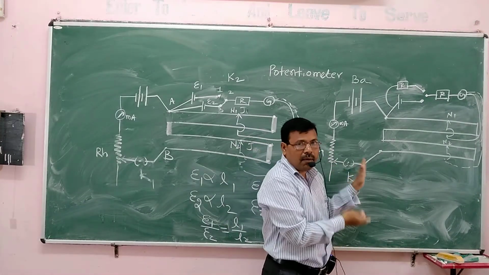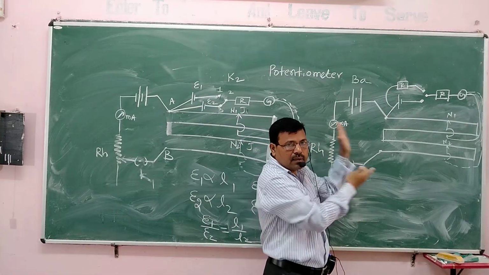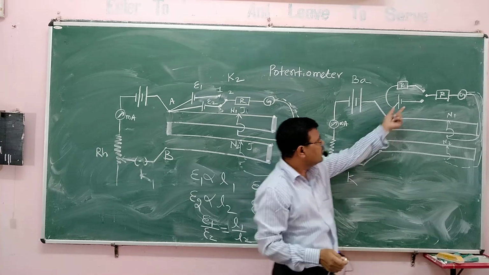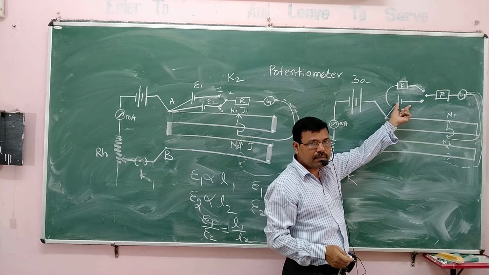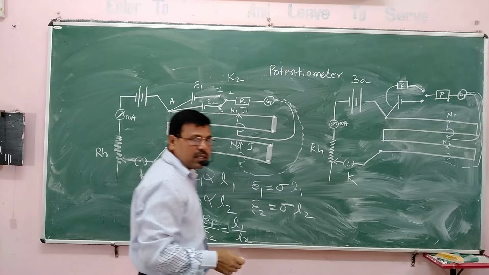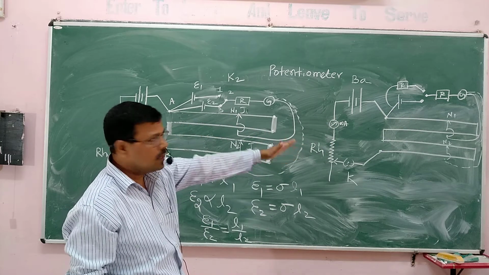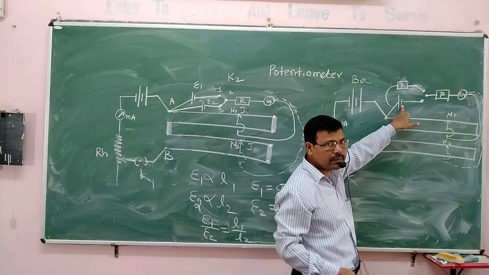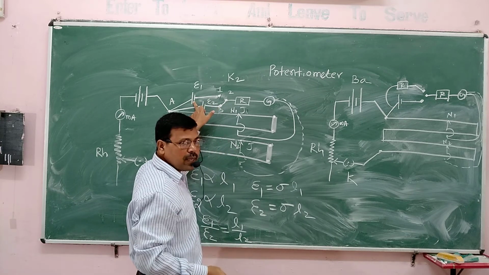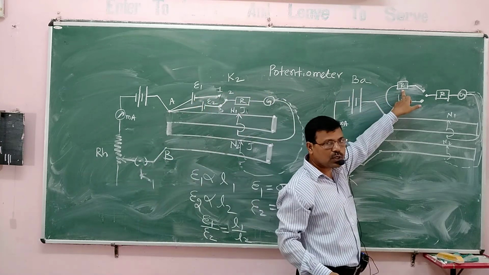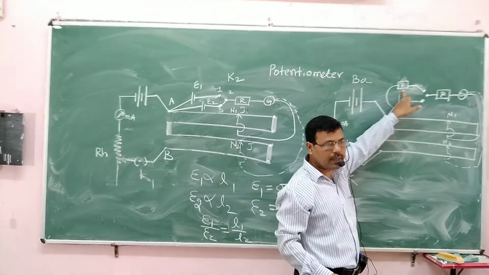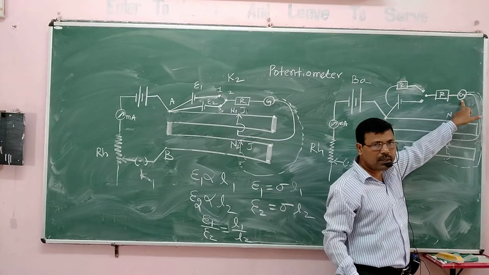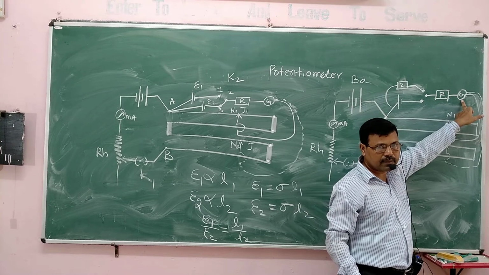Fine. Come back to this experiment. This experiment is used to determine the internal resistance of the cell. Look at the difference between this experiment and that experiment. Here two cells are there. Here only one cell is there. One cell is replaced by a resistance box, a small resistance box. This resistance box safeguards the galvanometer. Right?